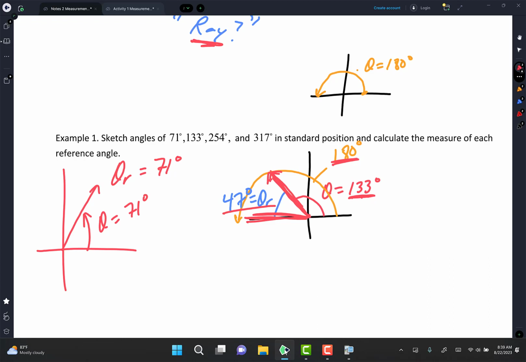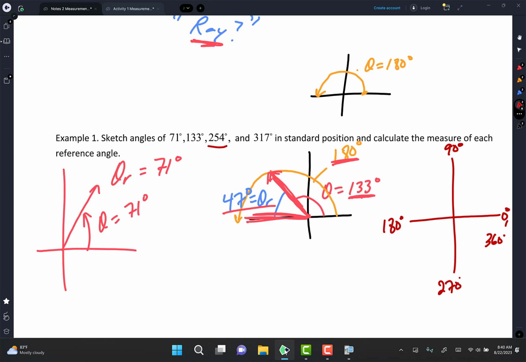Okay. Ask questions, guys. I can't read minds. It's okay. All right. Let's do the 254. That's bigger than 180. In case you're wondering why I keep mentioning these numbers: 0 degrees is right here, 90 degrees is the y-axis, 180 degrees is the negative x-axis, 270 degrees is the negative y-axis, and 360 degrees is a whole revolution.